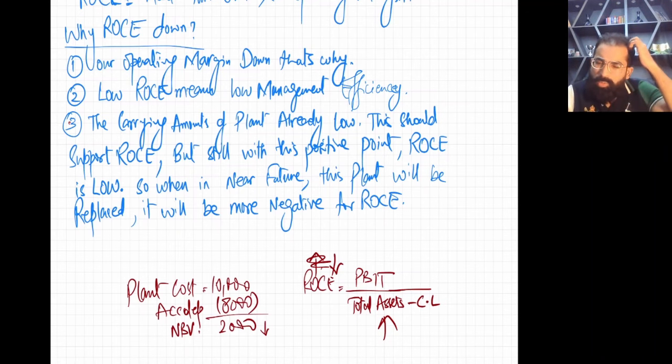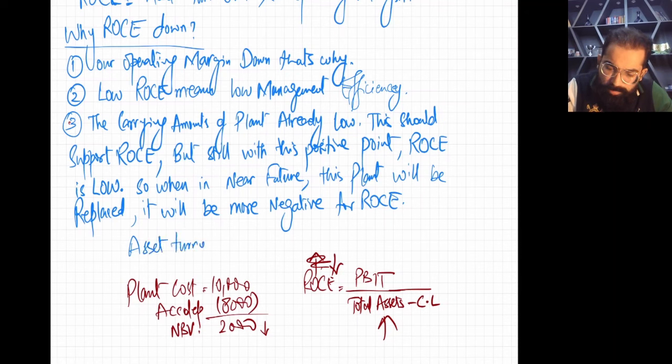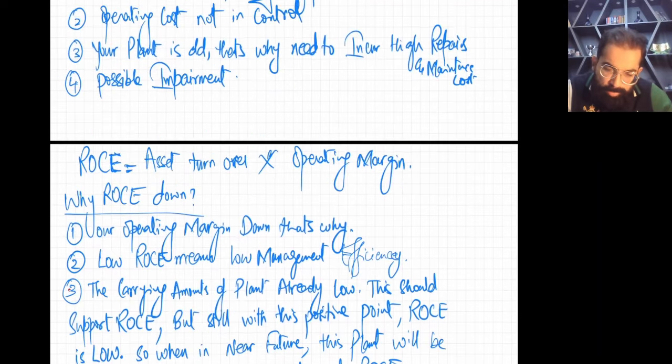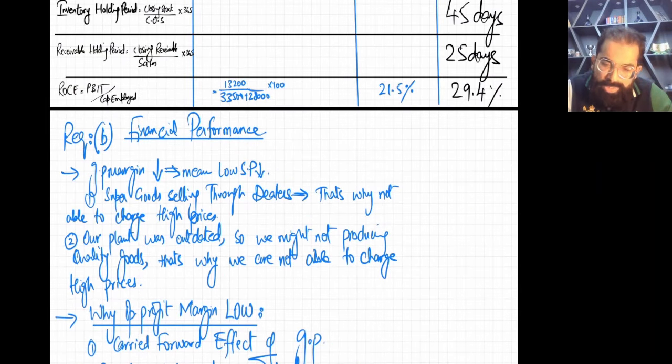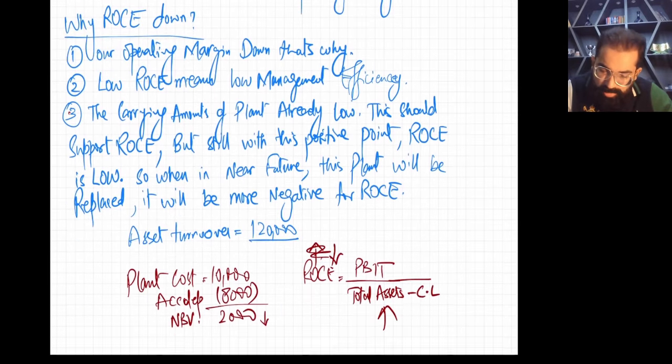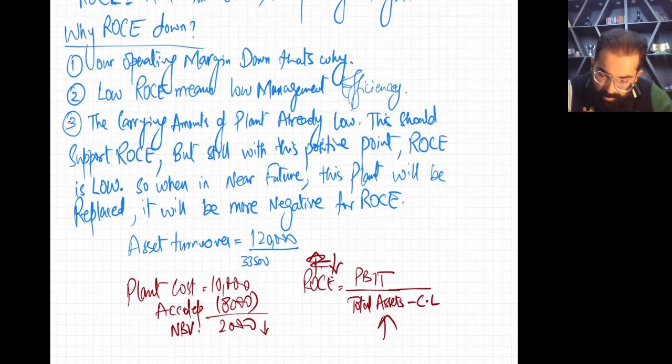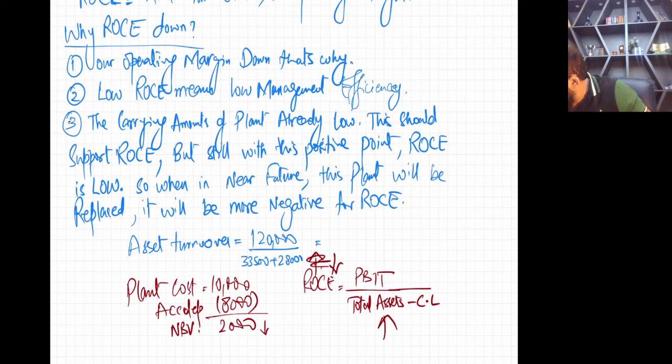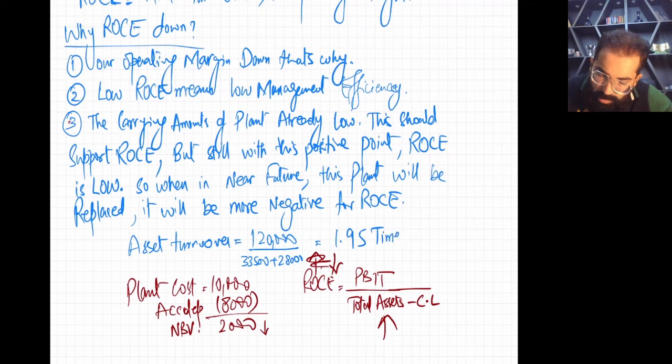Okay. One more thing you can calculate, an extra thing, and that is asset turnover. Asset turnover is sales divided by capital employed. How much are our sales? 120,000. And how much was our capital employed? Our capital employed was 33,500 plus 28,000. If you calculate it, it comes to about 1.95 times. Okay, right? This is our asset turnover.